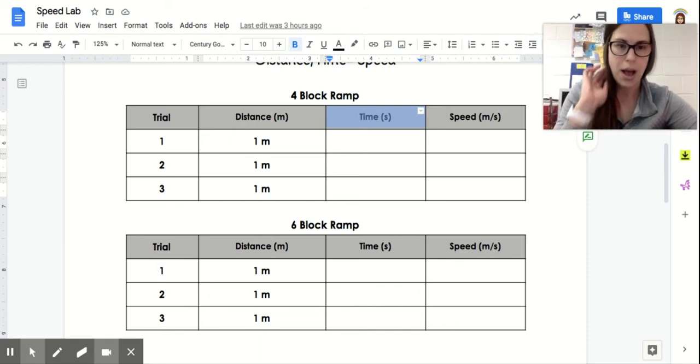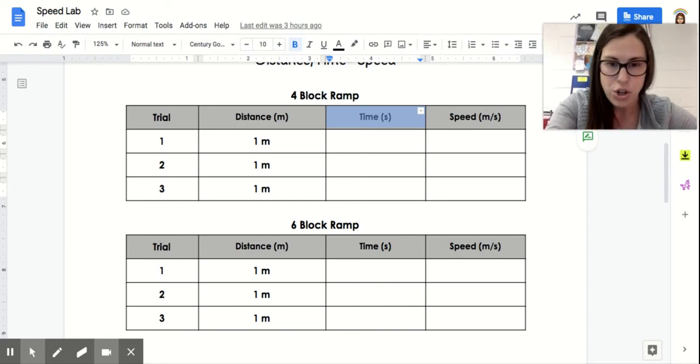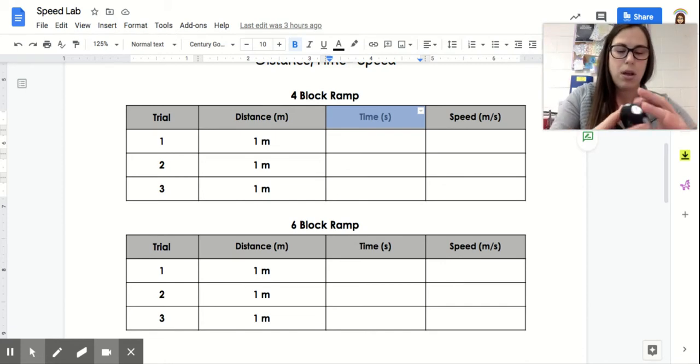In order to use the stopwatch, my technician, you're responsible for timing the lab. We have our stopwatch here.